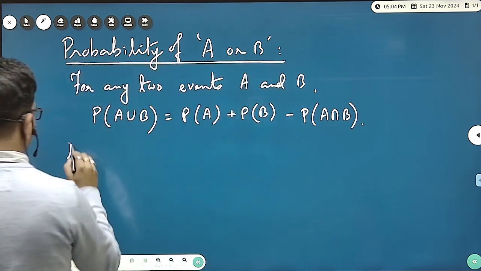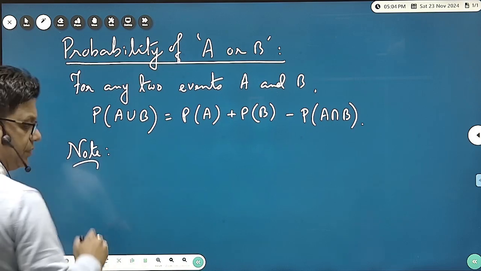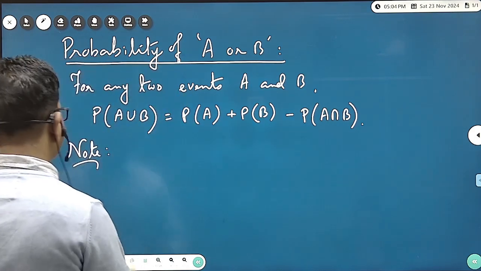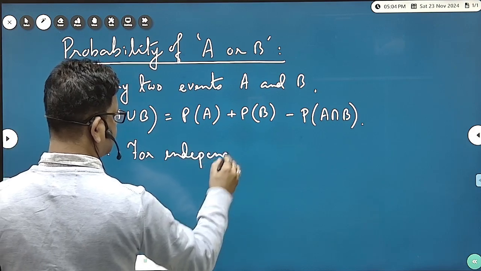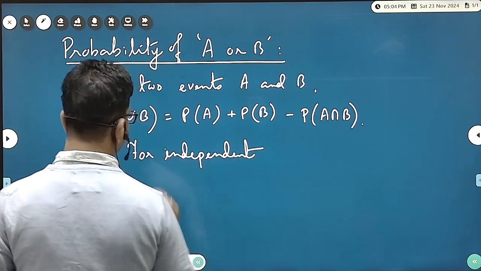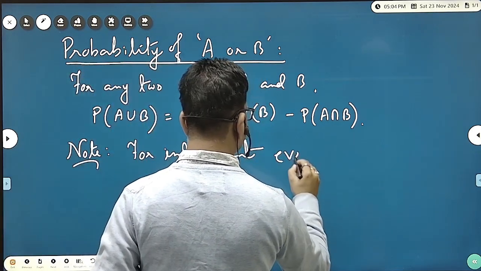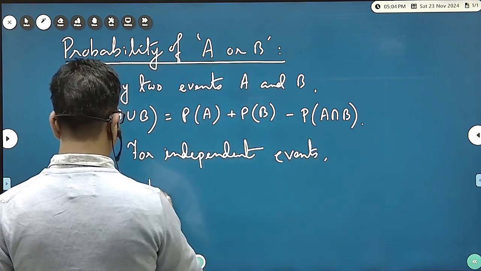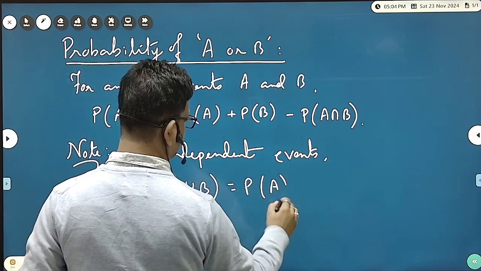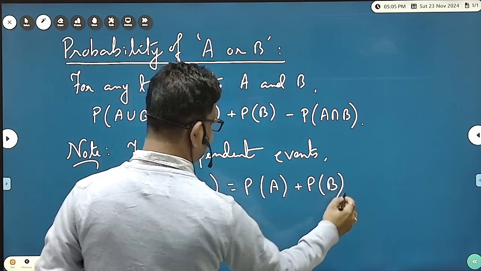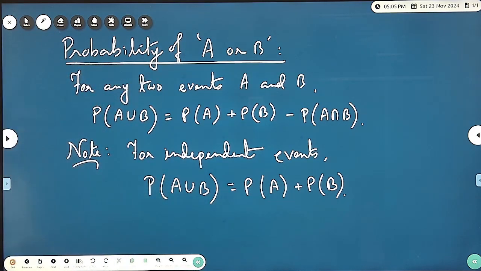So note, for independent events, P of A union B is equal to P of A plus P of B. Now what is that? Do you have some idea about intersection and union? Do you notice the union symbol? Okay.